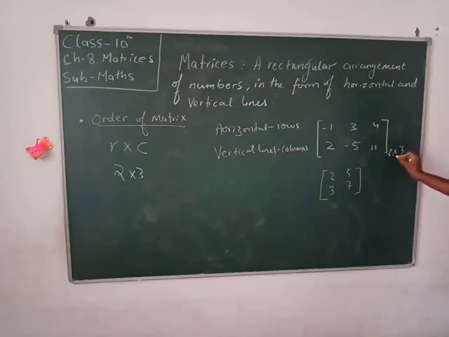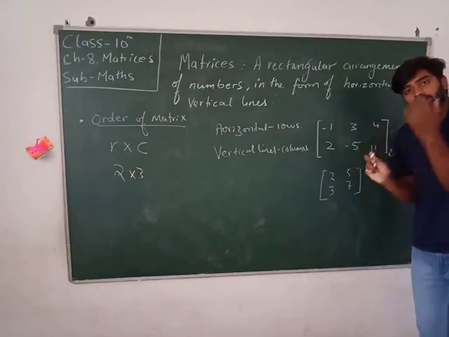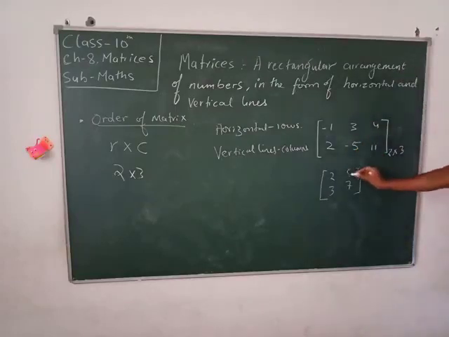So in order, always the rows number comes first. How many rows are there? 2. So that's why I'm writing 2. How many columns are there? There are 3 columns. So always remember, the row part always comes first. Okay. What is the order of this? This is 2 into 3.